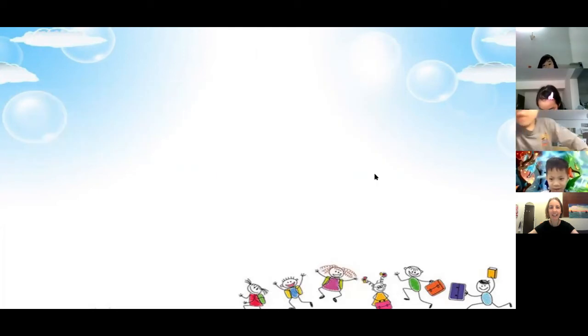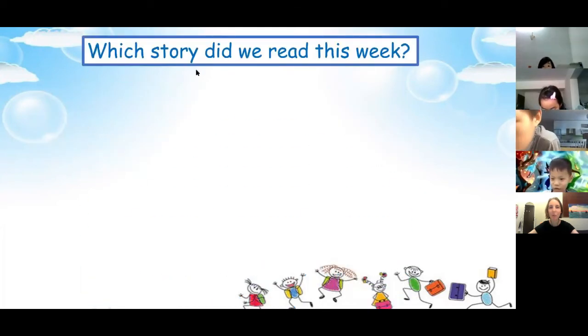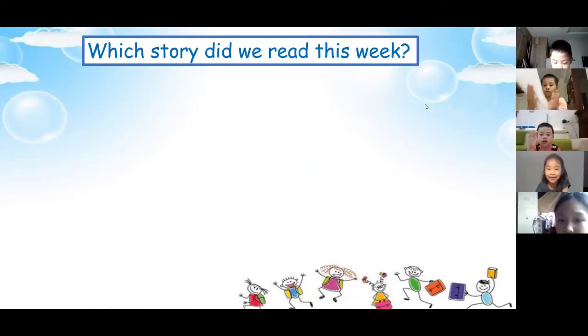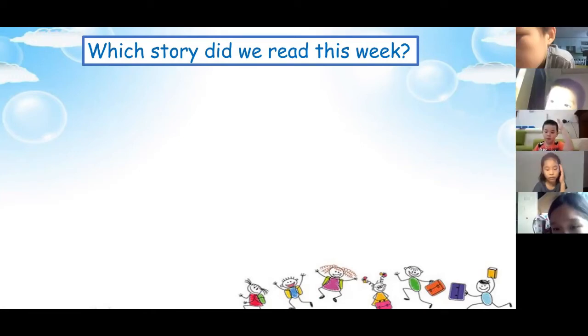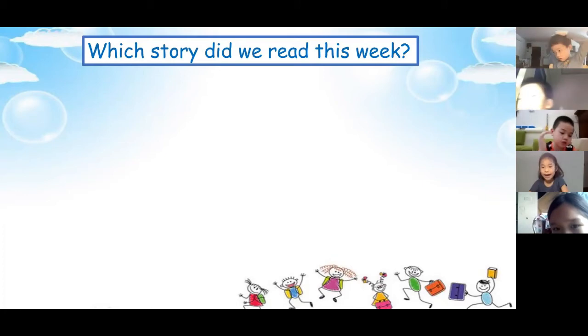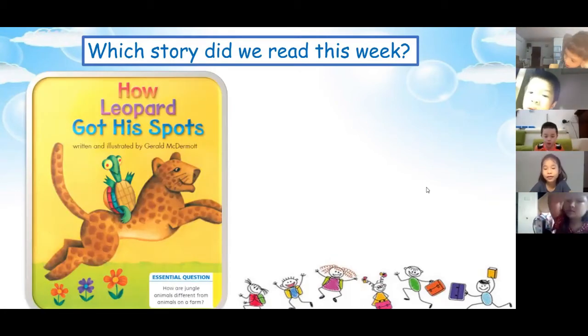Okay, so the next thing that we learned about was this story. Which story did we learn this week? Hands up if you remember. Dukchi knows. Does anyone else remember? Bear, do you remember which story we learned about this week? I don't know. You don't know? Okay, listen up, Bear. Hands up if you remember the story that we learned. Vian. How Leopard Got His Spot. Yes, How Leopard Got His Spot.